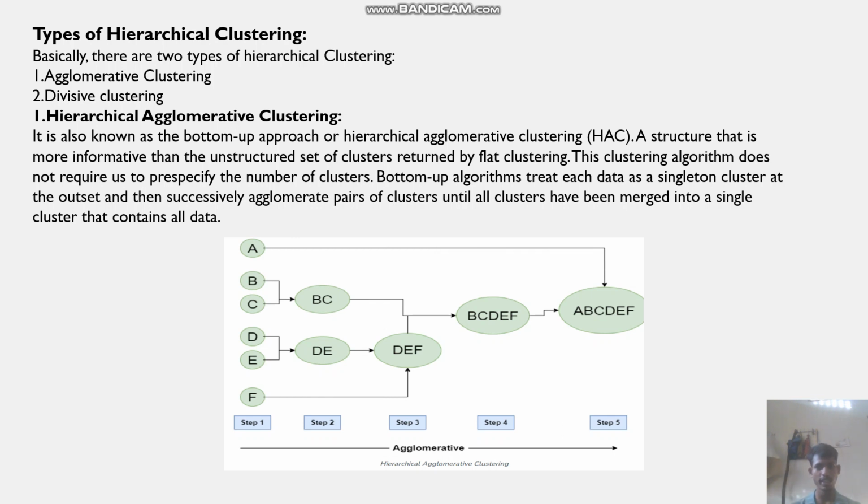So we are getting BCDEF as a single cluster, and after that we are merging the remaining cluster, that is A. We are getting the final cluster as A, B, C, D, E, F. We performed 5 steps here. This is the process of agglomerative clustering, which is a bottom-up approach.